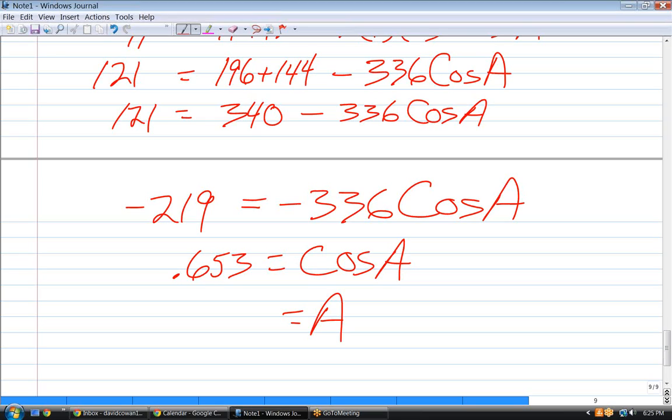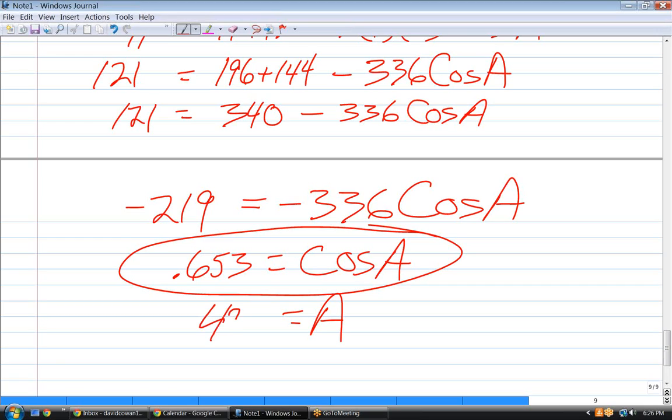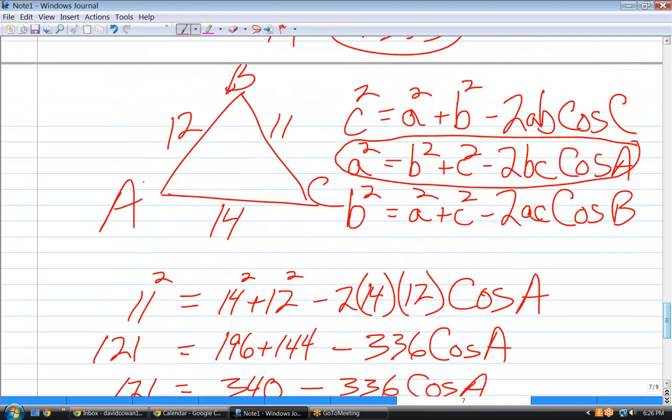Then do I do cosine, or do I divide? How do you solve that? If the cosine of A is equal to 0.653, how do I get A? Oh, you have to take the inverse of it? Yes. Okay. It's 49.3. Okay, so we found one angle, 49.3.